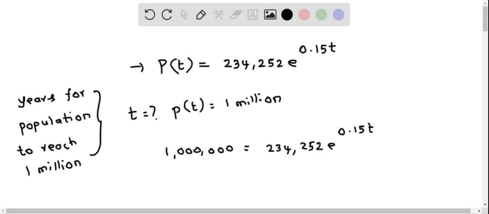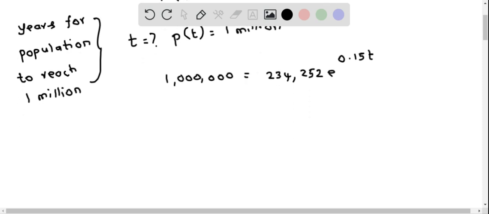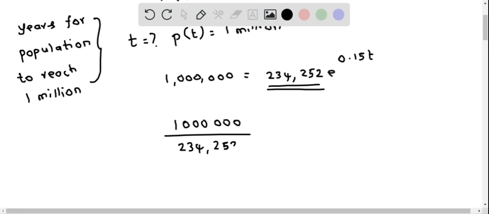Now to solve this equation for t, we can apply natural logarithm to both sides. But before that, I'm going to divide both sides by this quantity. So let me do that. When I do that, I get 1 million divided by 234,252, and this equals e raised to the power of 0.15 t.